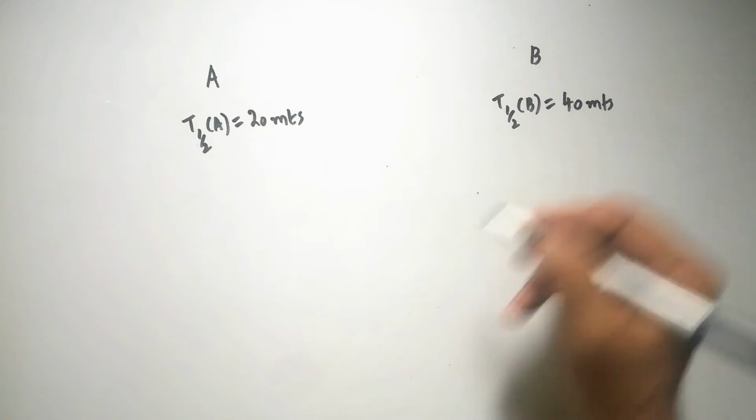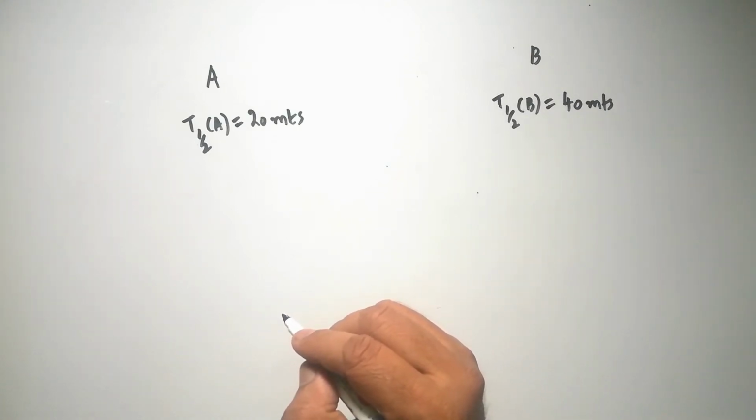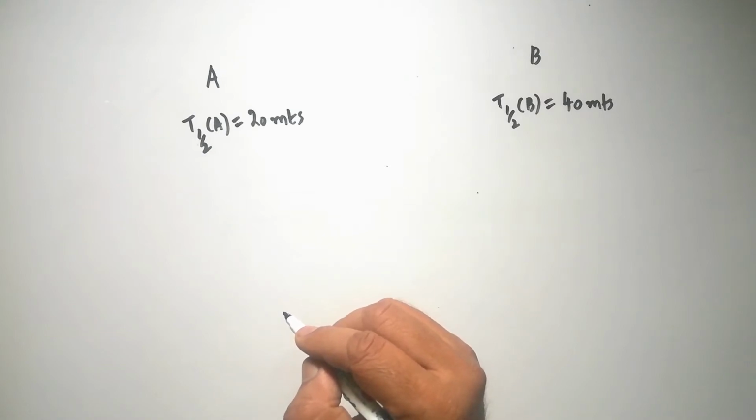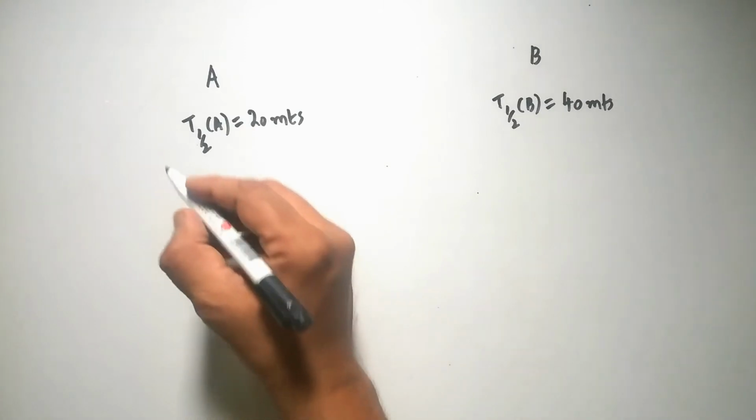Here, what is asked? You are asked to calculate the ratio of the decayed numbers of A and B nuclei after 80 minutes. That is the question which is asked. Initially, the samples have an equal number of nuclei. That is also another clue given.